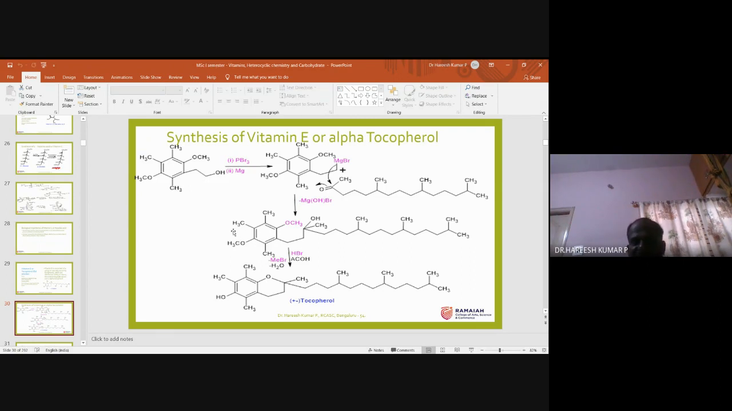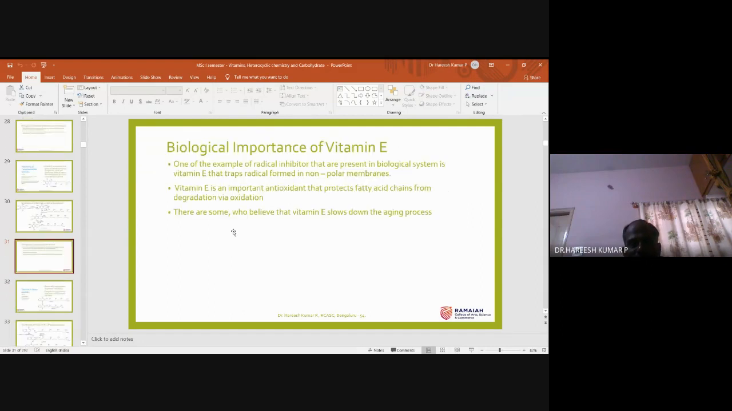So with this, I will go to the next slide. Give you information about biological importance. Okay, biological importance of vitamin E or tocopherol. So one of the examples of a radical inhibitor that is present in biological systems is vitamin E.